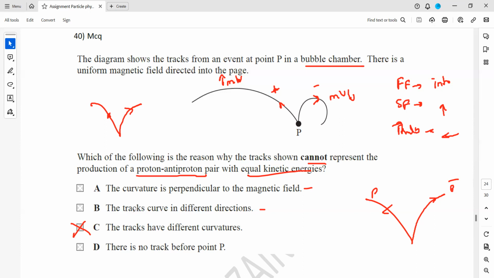So why is C correct? Because the tracks have different curvatures. If it was a track of a particle and antiparticle with the same kinetic energy, the tracks must have the same curvatures. Is it clear?